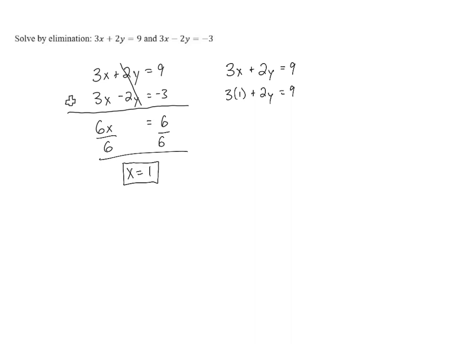3 times 1 is 3, so 3 plus 2y equals 9. We're wanting to solve for y, so we subtract 3 from both sides of the equation. This gives us 2y equals 6. And to get y alone, we divide by 2. This gives us y equals 3. So our final answer is going to be x equals 1 and y equals 3.